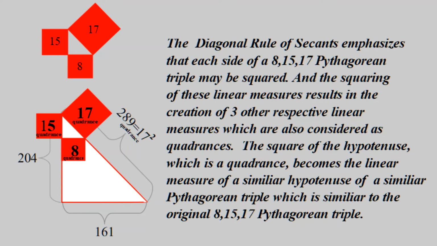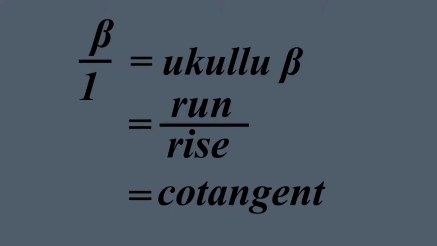The exact ratio of two sides of a right triangle is by definition a derivative. The Babylonians used the relationship beta over 1 equals ukulu beta equals run over rise, which is equivalent to the cotangent. And sure enough, this relationship is verified by the trig chart, which in turn verifies that the ukulu is indeed a derivative.